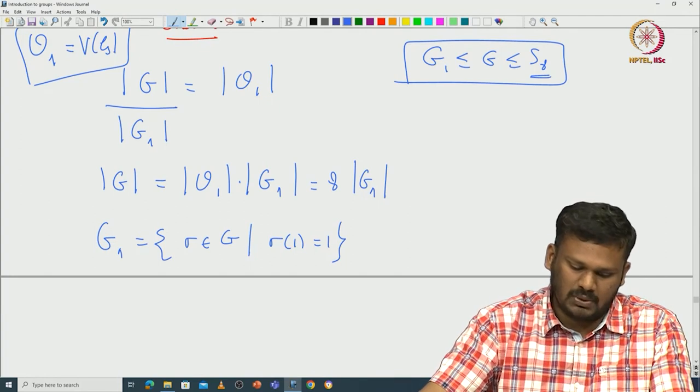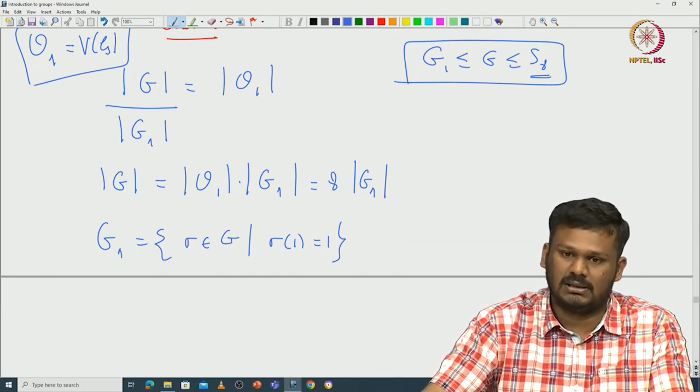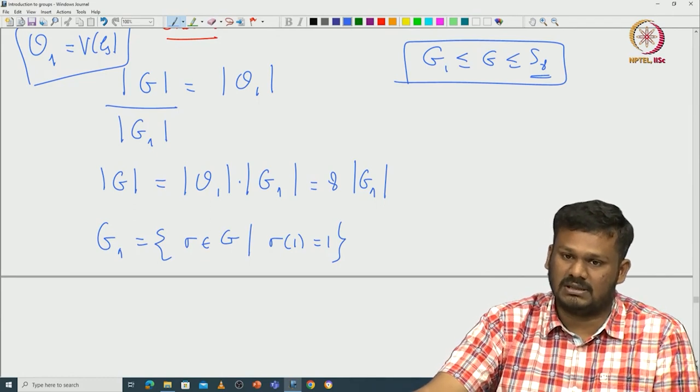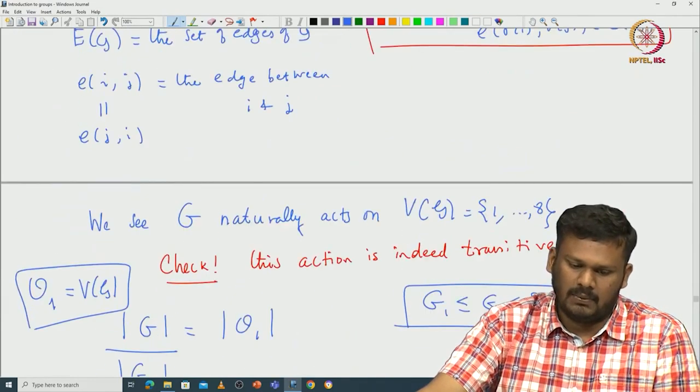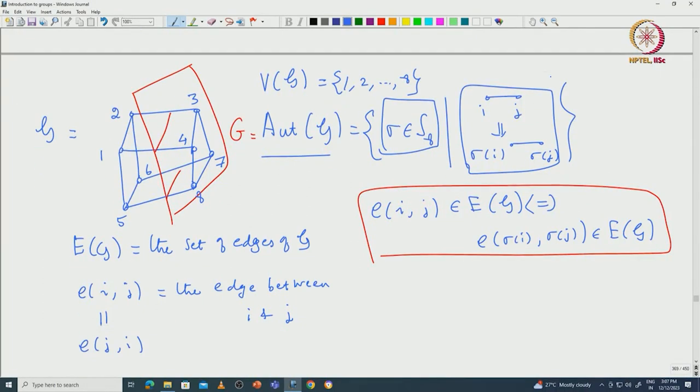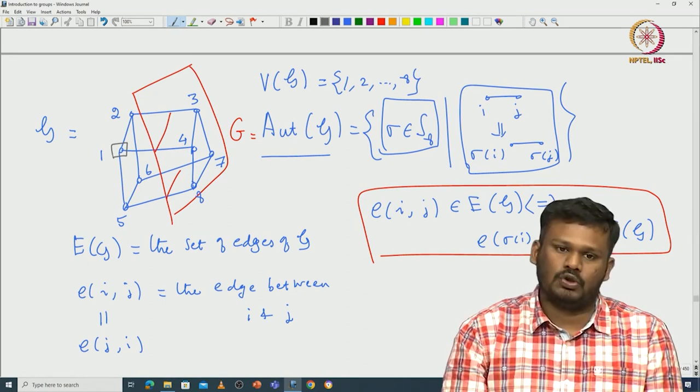Okay. So, what does G1 do? G1 fixes this vertex. It consists of all possible automorphisms of this graph which fix this one. But what is the property of these automorphisms? If you go back to the diagram, you can see that if you fix this vertex 1, all its neighbors can be at most permuted.